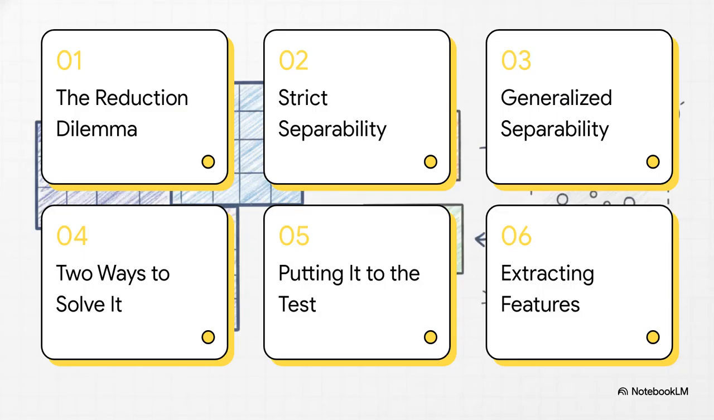So here's our roadmap for this explainer. First, the dimensionality reduction dilemma. Second, the strict separability assumption. Number 3, introducing generalized separability. 4, 2 ways to solve it. 5, putting it to the test. And finally, number 6, extracting features.